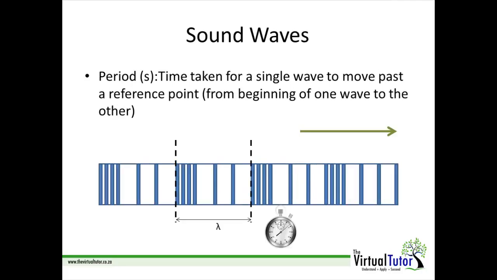Period is the time taken for a single wave to move past a single reference point. In other words, from the beginning of one wave to the beginning of another wave. If we watched the spring with the wave moving through it, and we timed the time it took for the wave to move one wavelength, we would get the period.